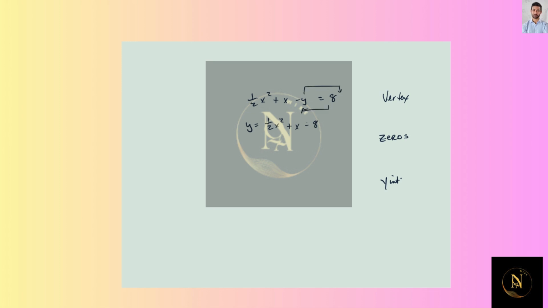Now let's find the vertex. Is it going to be a max or a min? Well, because this is a quadratic and the leading coefficient is positive, it's going to open up. Therefore, we're looking at a min. What is that vertex going to be?